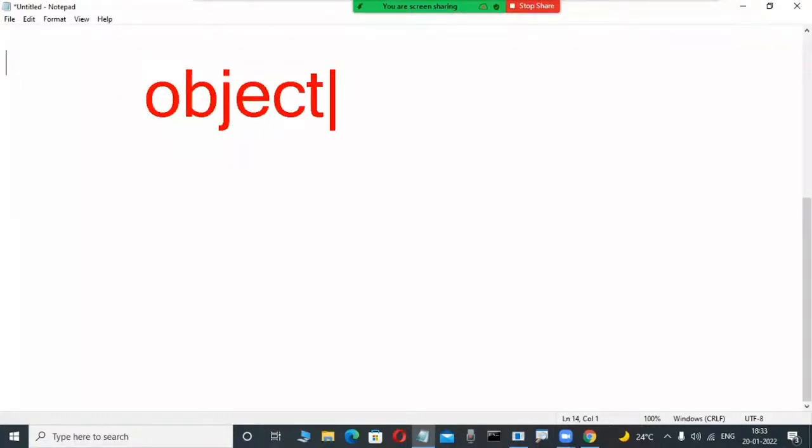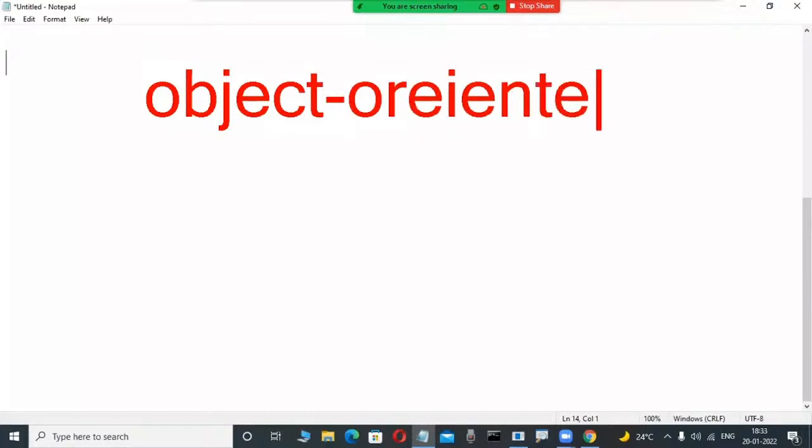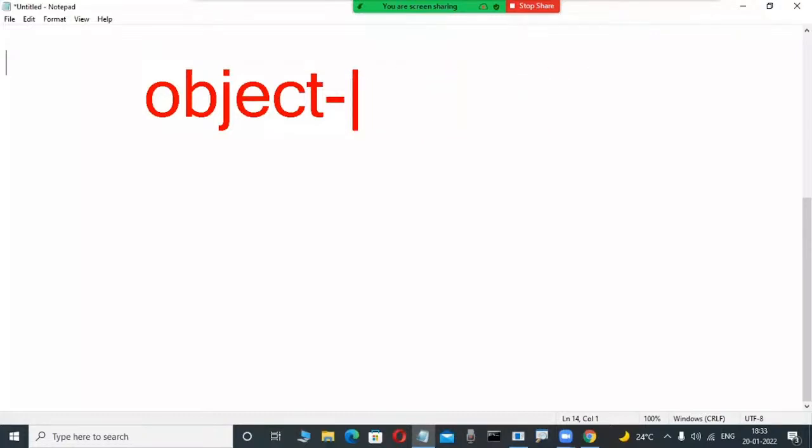Suppose there are so many object-oriented languages. There is a little bit of technical knowledge. Object-oriented languages exist worldwide. Maybe so many fellows have an idea, no? What are the object-oriented languages that exist worldwide?